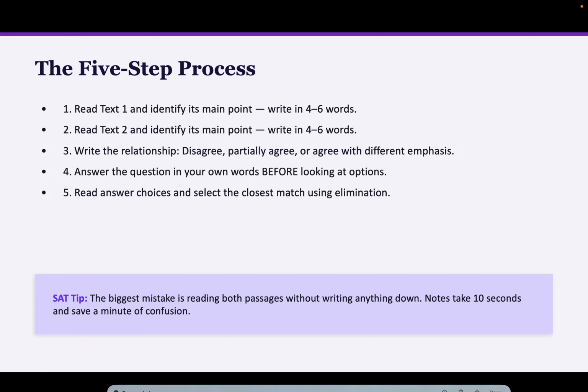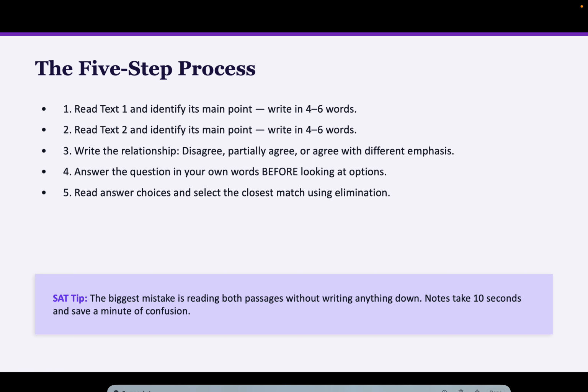The first step is reading text one and identifying its central idea or the main point. And you kind of want to write it down. You can jot it down in 4 to 6 words, or simply summarize it to yourself in your head. And then you can go ahead and read text two and identify its main point and write that down in 4 to 6 words, or you can summarize it to yourself in your head again. So really, we're running the procedure for a regular central detail or central idea question, but we're running it twice now on two different passages.